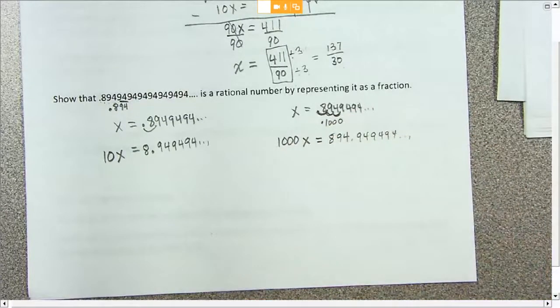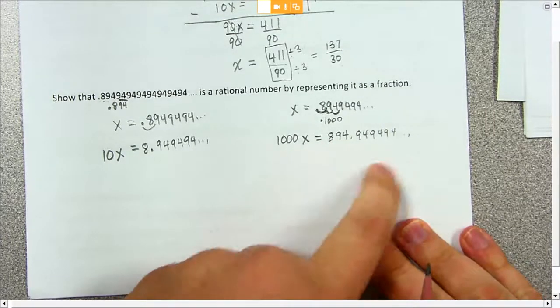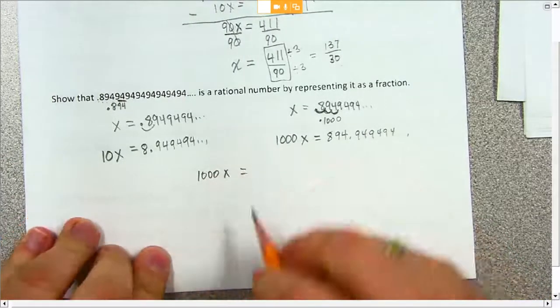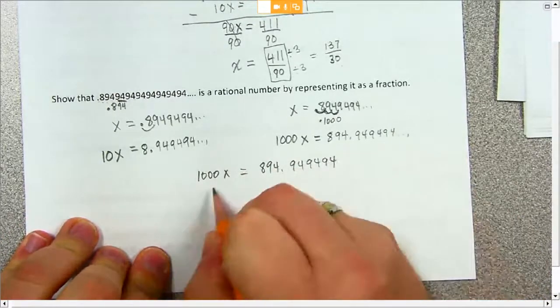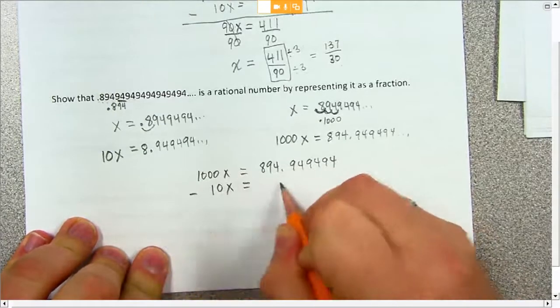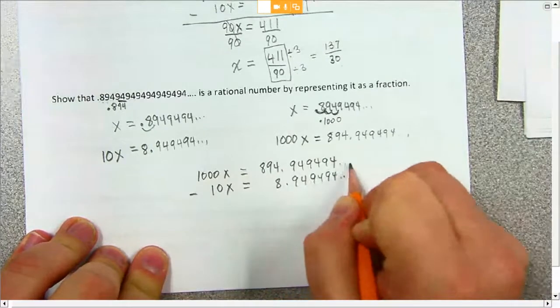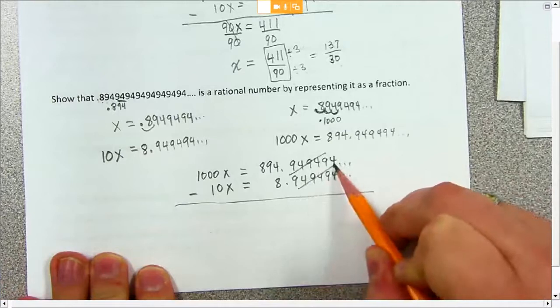It's a little bit more work than something with only repeating parts, but it works the same way every time. If you have more numbers, you just add more zeros. So now I'm going to take 1,000x is equal to 894.949494, and I'm going to subtract 10x from that, which is equal to 8.949494. The reason I did that is so all these 94s would cancel out.